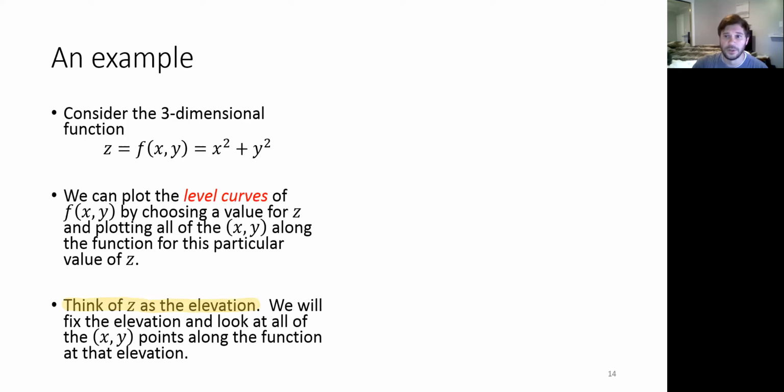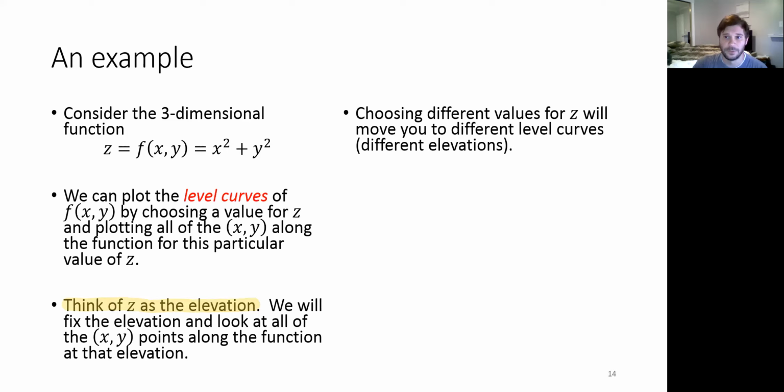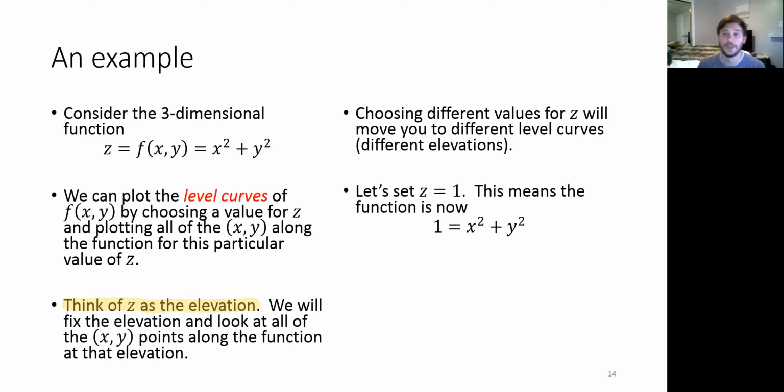And what we want to do is we want to look at all the xy points at the same elevation. So we want to look at all the xy points on the level curve. Okay, and if we choose different values for z, we can move to different elevations. We can move to different level curves. So let's go ahead and look at the level curve where we're looking at all the points at an elevation equal to 1. Okay, so we're going to take x squared plus y squared, and we're setting it equal to a z value of 1.